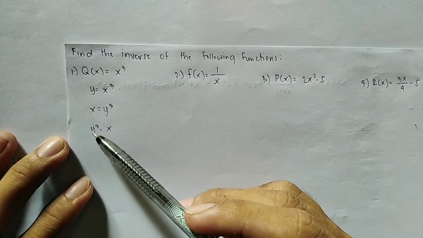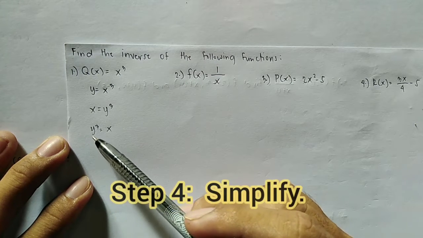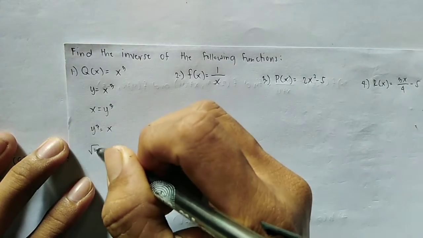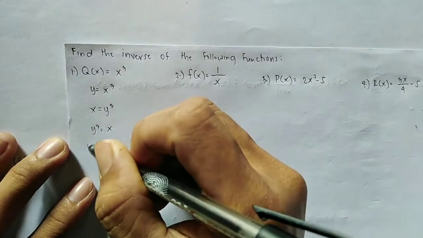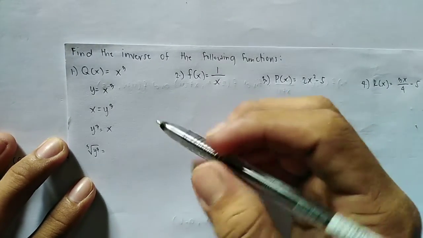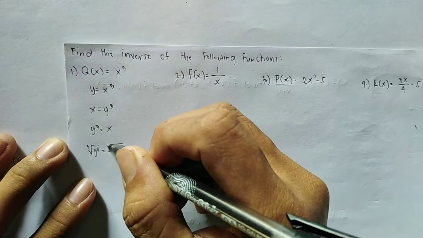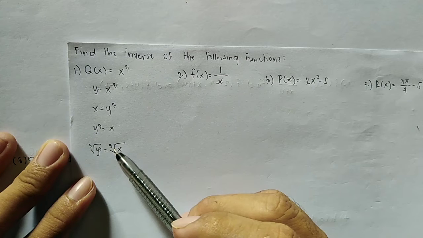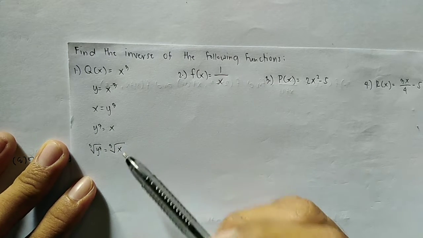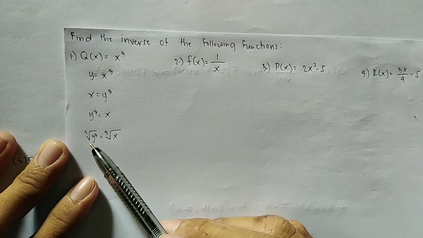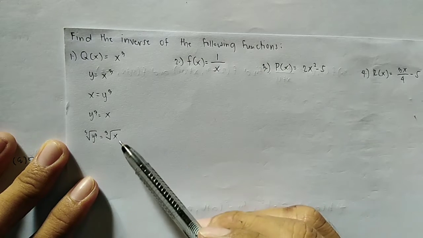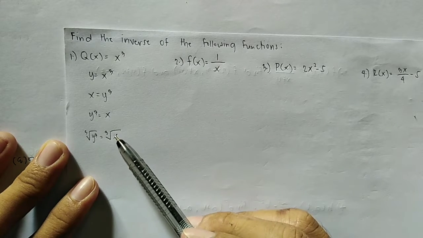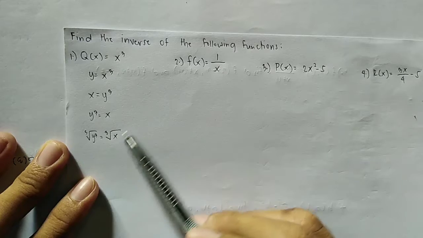To eliminate that, we have to get the cube root of y cubed. So the cube root of y cubed equals the cube root of x. Why do we also get the cube root of x on the right side? Because the rule is that whatever you do on the left side must also be done on the right side. So getting the cube root of y cubed means we must also get the cube root of the right side.